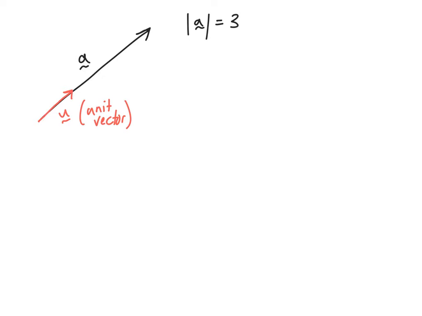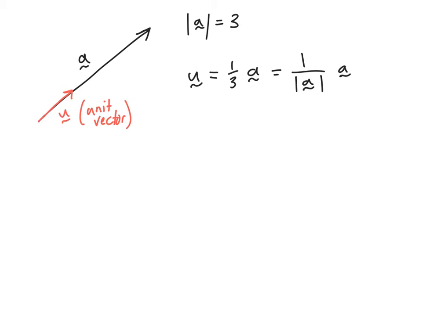Well, how would we figure out what U is? What we could do is we could say that U is exactly 1/3 the length of A, but in the same direction. So we would multiply each component of A by 1/3. And another way of writing that would be 1/3 times A. Or in other words, what we're doing is we're multiplying A by 1 over the magnitude of A. And that makes it a unit vector.